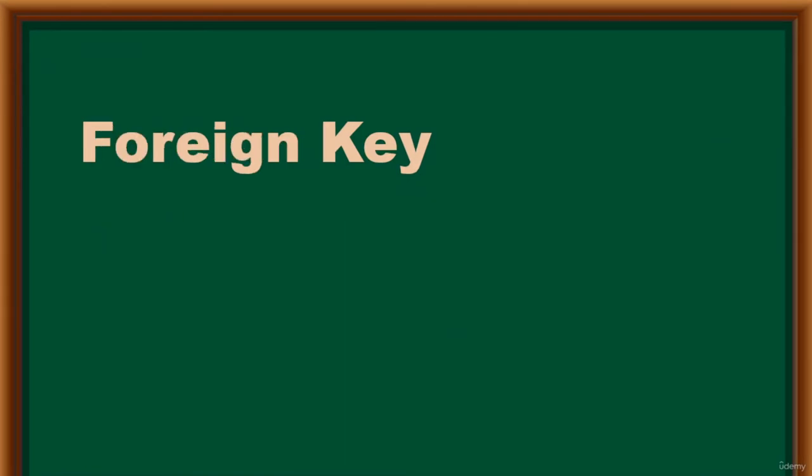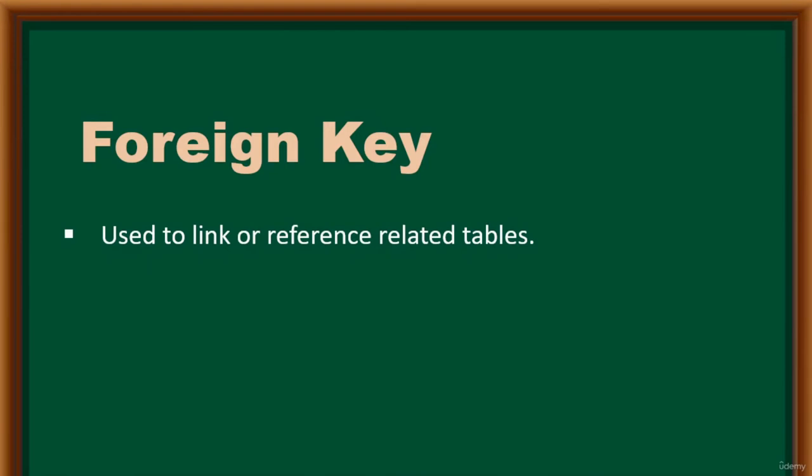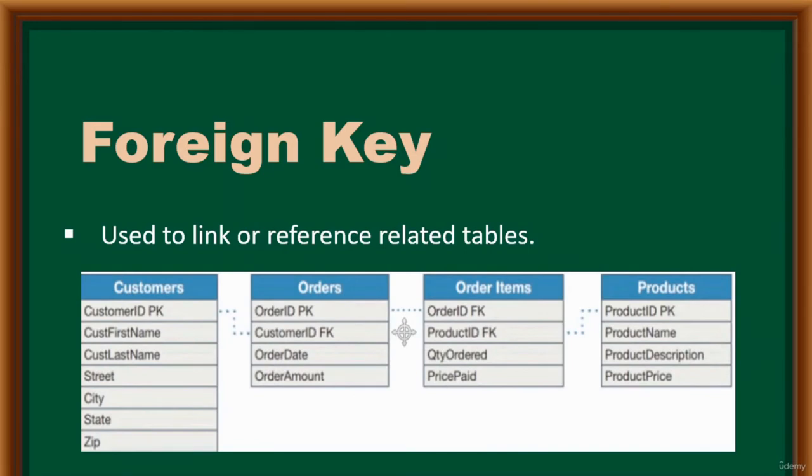The next concept is a foreign key. A foreign key basically is a key that is used to link two tables together. So a foreign key can also be a collection of fields in one table that refers to the primary key in another table. So again, using this illustration here, in this table, for example, we've got customer ID as a primary key, while in this table called orders, we've got customer ID as the foreign key.